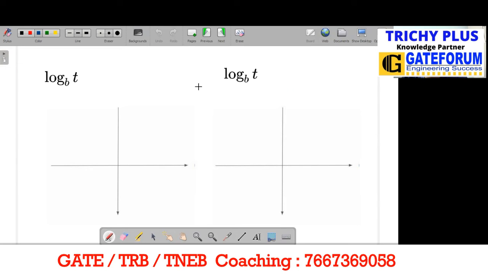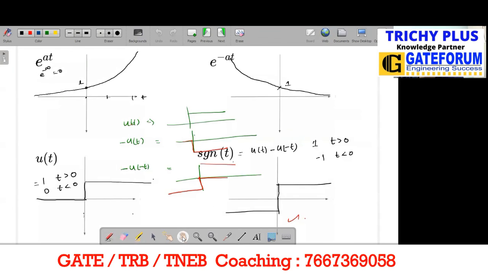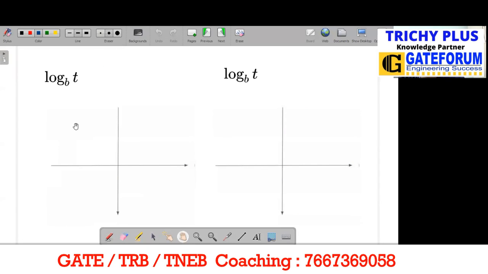This is a homework. We have drawn this much of the curves: sin t, cos t we have drawn, right? So can you draw the curve for log bt? I have given log bt, so why have I given log bt? Base 10, base e, okay. So b is basically base 10 and base e.